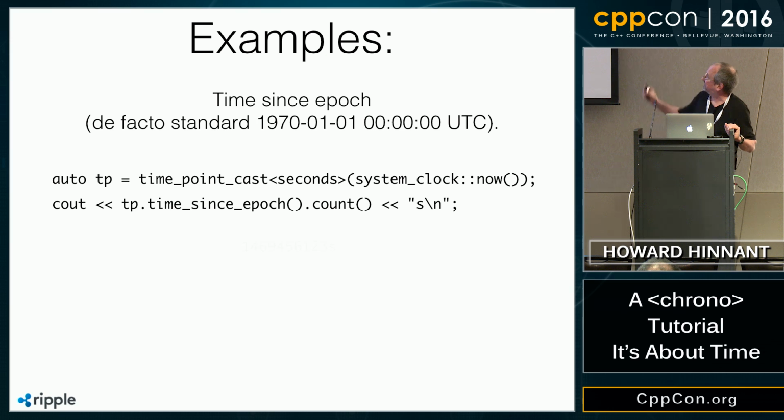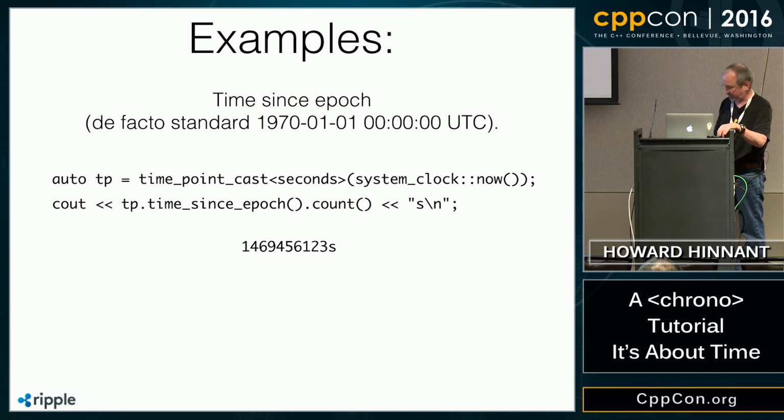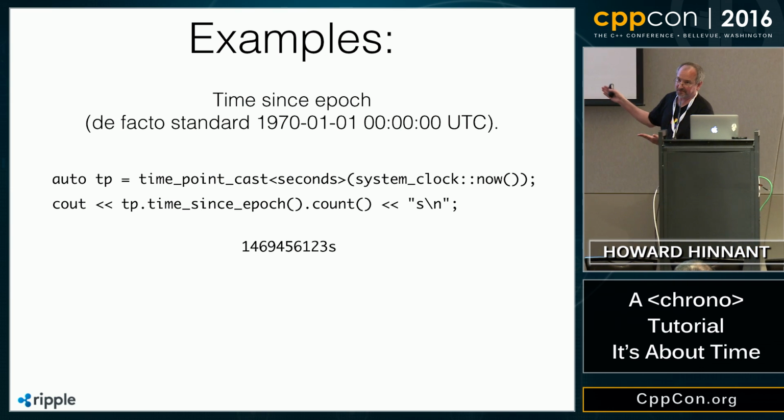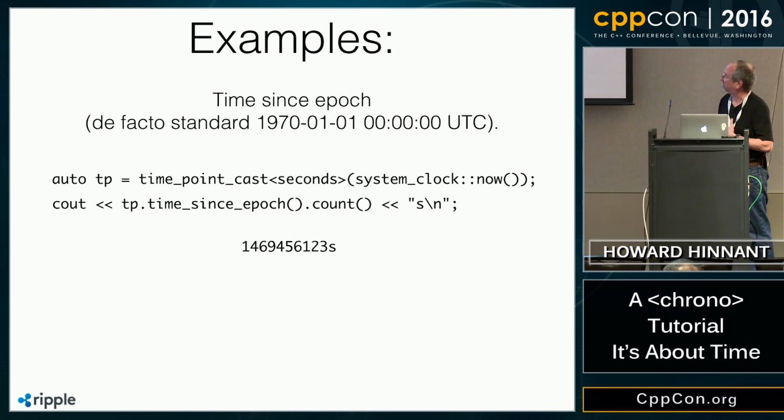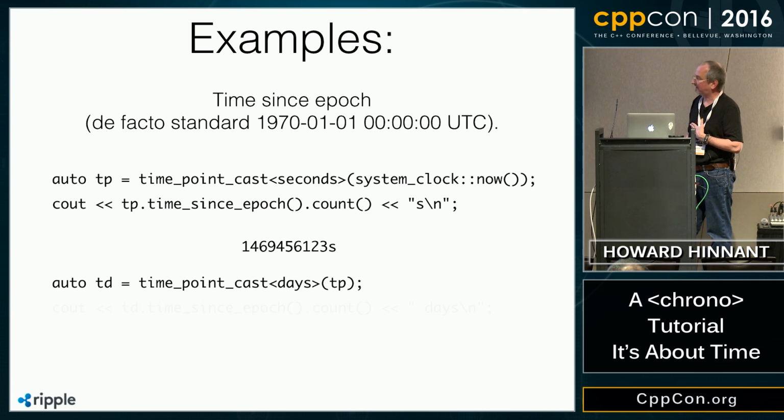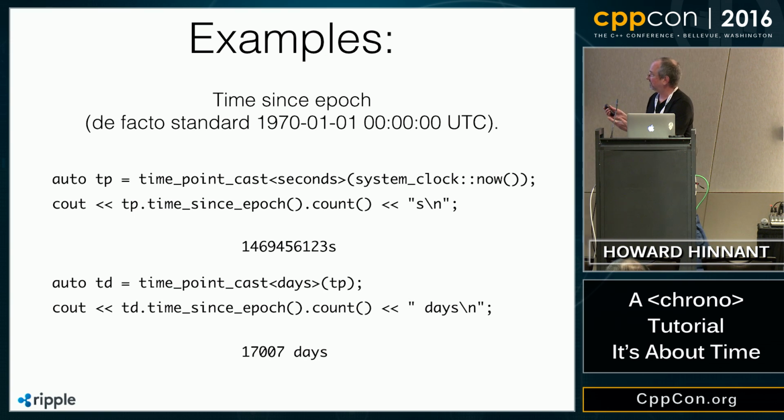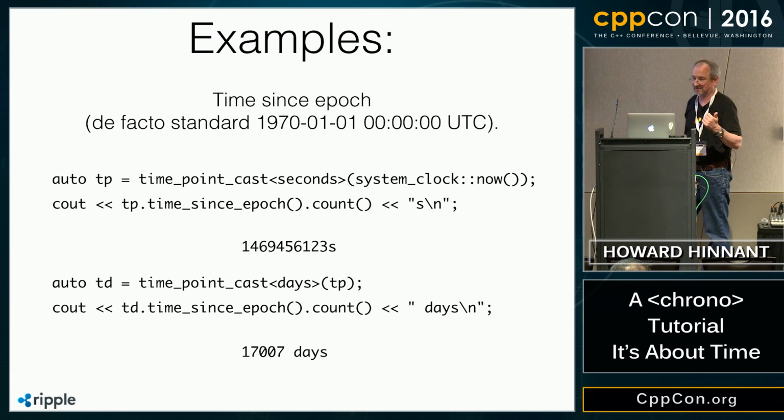And for time points, the de facto for system clock is that it's counting time since 1970 New Year's in UTC. That's not specified, but all three implementations do this. And here's how you might say, okay, I've got my system clock, truncate that down to seconds, and I want to find out how many seconds it's been since the epoch. And this is how you would get that information out. If you want to find out how many days, you could truncate it down to days. And sure enough, this is actually today. It has been 17,007 days since the epoch. So you can use chrono to find out these wonderful, fun-filled facts.